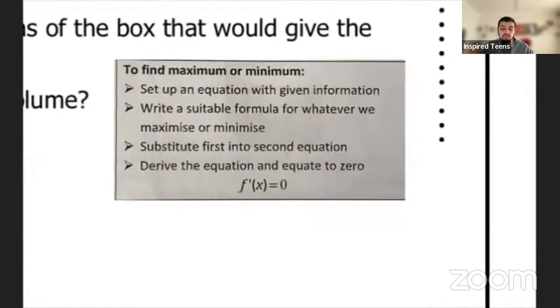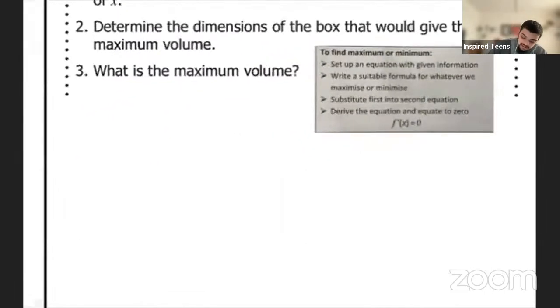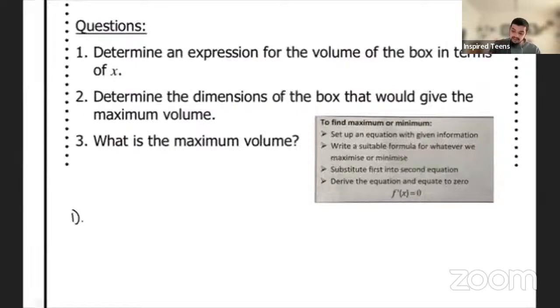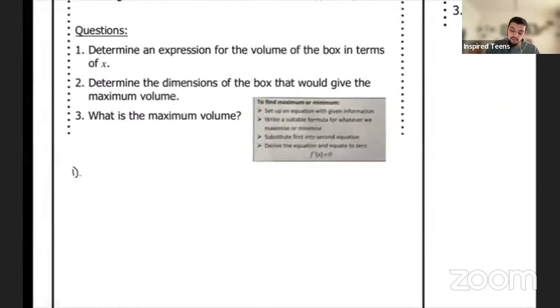Okay, so to find maximum or minimum, we can follow these few steps. Set up an equation with the given information. Write a suitable formula for whatever we maximize or minimize, and substitute the first equation into the second equation, derive the equation, and equate to 0. So let's answer the questions one by one, and we'll go back to see how we answered these. Firstly, determine an expression for the volume of the box in terms of x.